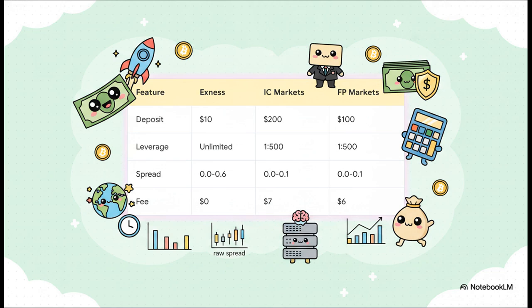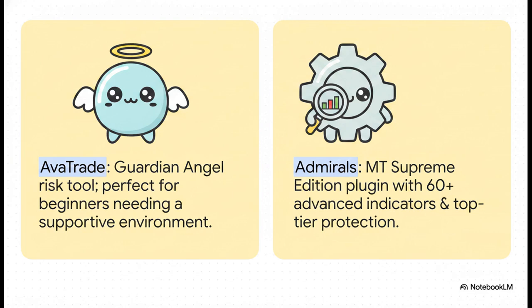FP Markets is right in that same highly competitive tier. Ultimately, it all comes down to what specific strategy fits you best. The source material also highlights two highly rated options that cater to very different types of users. AvaTrade features an innovative Guardian Angel risk management tool. This makes them perfectly suited for beginners who really want a highly regulated, supportive learning environment.